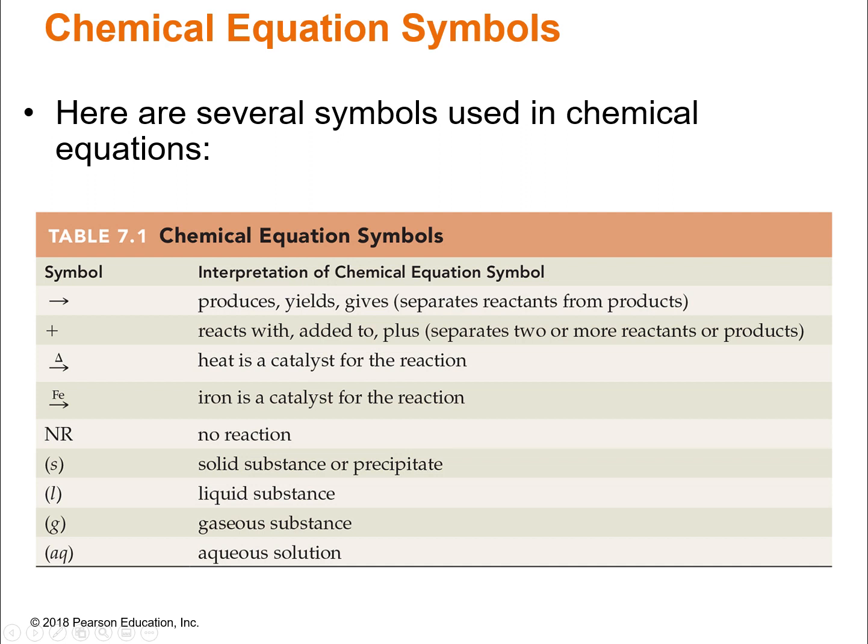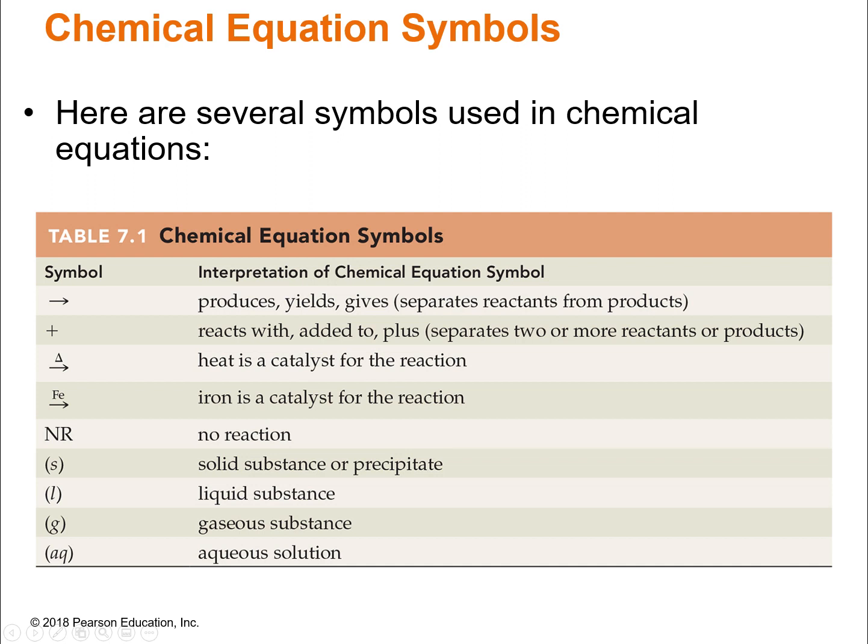This little triangle over the yield sign, that means heat. So you have to add heat. Likewise, if you see a metal like iron or platinum or palladium over top of the arrow, that means that those metals are a catalyst for the reaction.